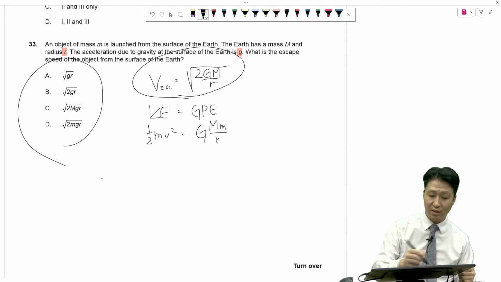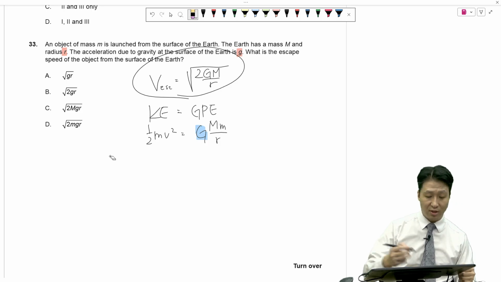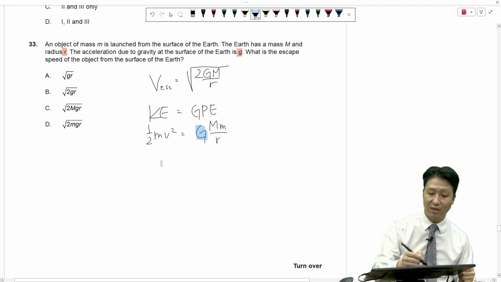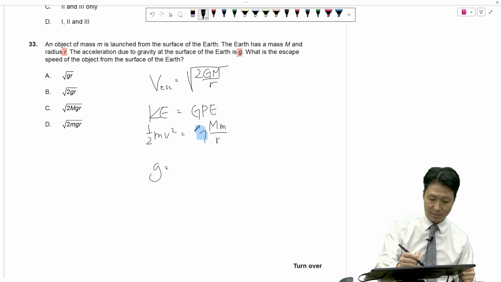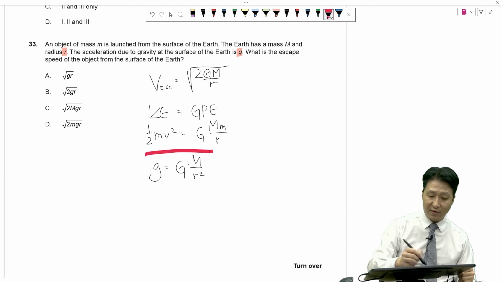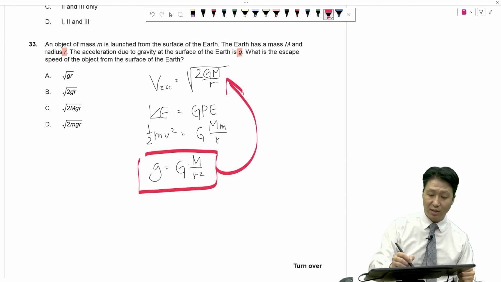But notice here, they don't use the gravitational constant, which means that you have to use the gravitational field strength. So let's get the equation for the gravitational field strength. The gravitational field strength is the gravitational constant times the mass of the planet divided by the distance squared. And we have to find a way to substitute this in here.